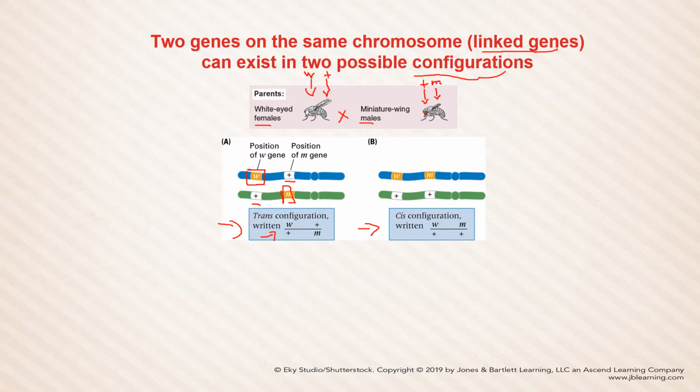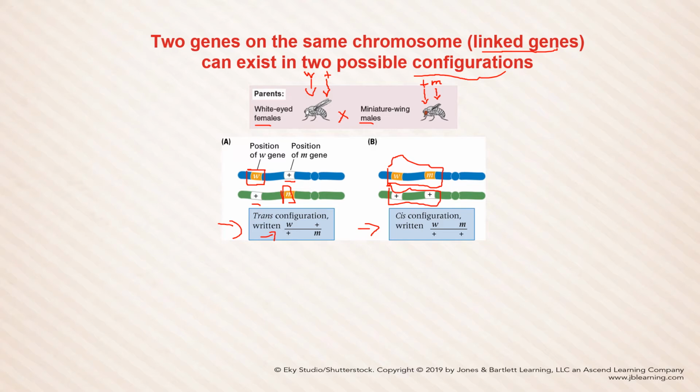So now let's go to the other example. It's a Cis configuration, and if you see, both mutants, the white and the miniature, are on the blue chromosome, while here in the green chromosome you find the 2 plus.